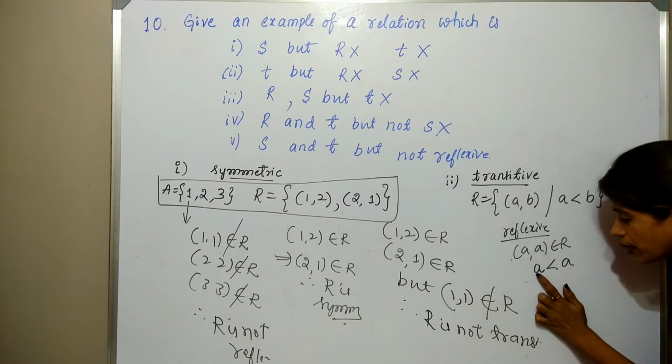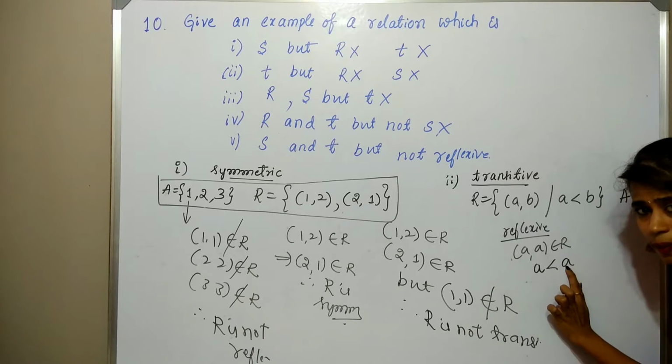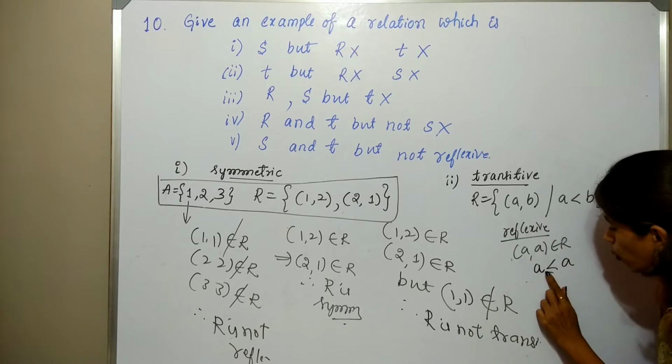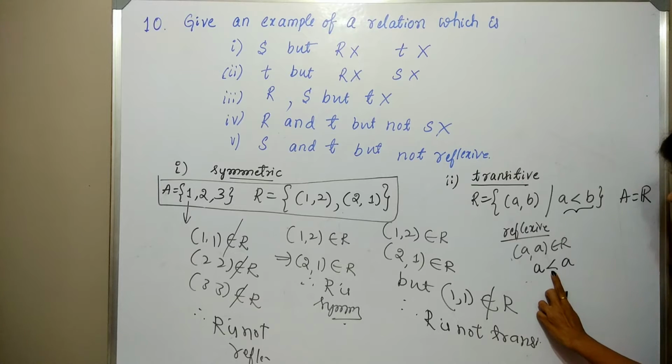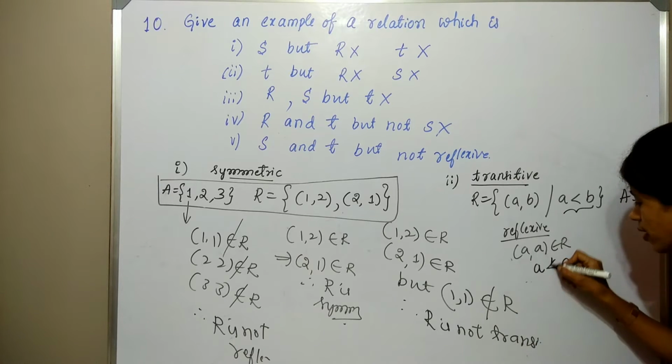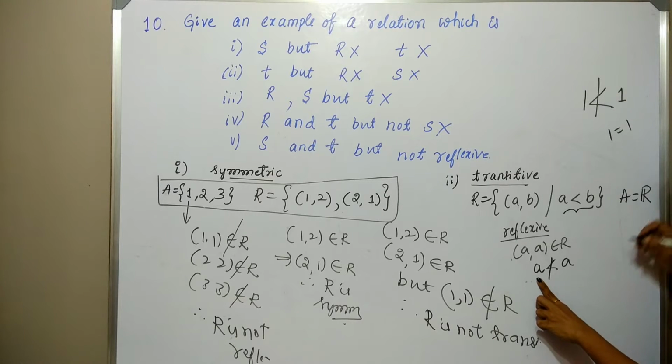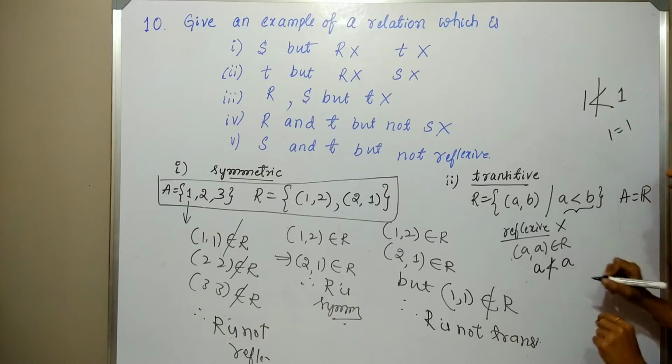Is it possible to have a strictly less than a? It is possible only if we have equal. Here we don't have equal, which is strictly less than. So a is not less than a. That is, if I take 1, 1 cannot be less than 1. In fact, 1 is equal to 1. Okay. So therefore, the given relation is not reflexive.